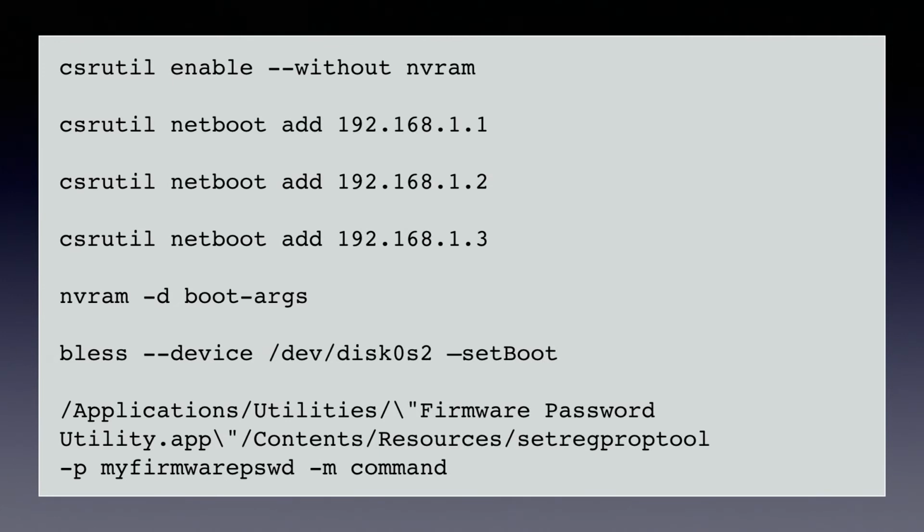You would also use the csrutil and add the netboot options in there, right? So netboot add, the IP of your netboot server, right? And you can add as many of those as you want. I just threw 3 in here so you can see. Then I do an nvram -d for delete all the boot arguments, because I'm going to want to set this to boot to the Mac OS. So doing -d is just going to pull any boot arguments out.